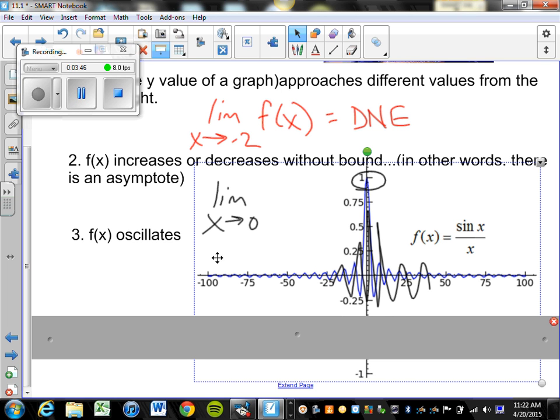We don't see too many of these. I'm not concerned with this. I'm more concerned with the first two examples of when a limit may not exist. Let's go through a couple examples.